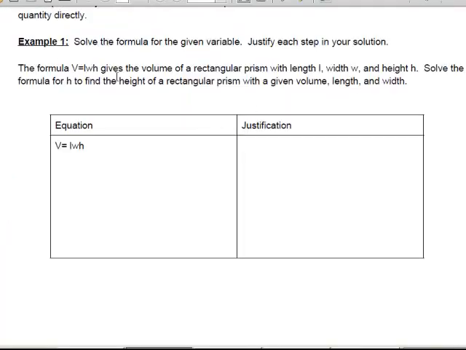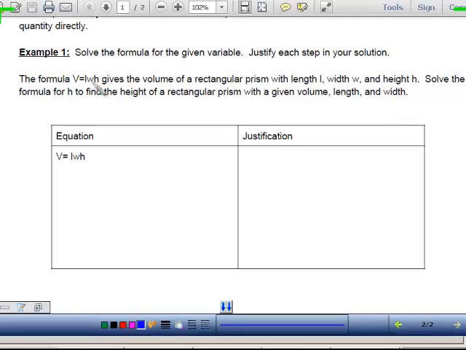My first example is a formula for the rectangular prism, and the formula is V equals LWH, where L is the length, the width is W, and the height is H. We're going to have to solve the formula for H to find the height of a rectangular prism if we were to be given the volume, length, and width. So we have volume equals length, width, height. We need to solve for H. That means we need to isolate H by itself.